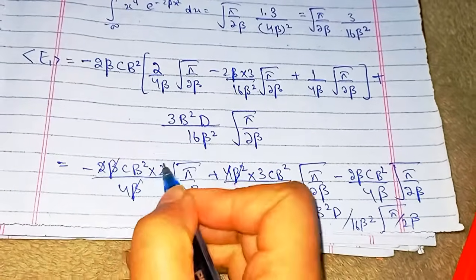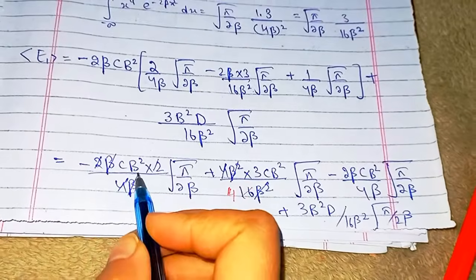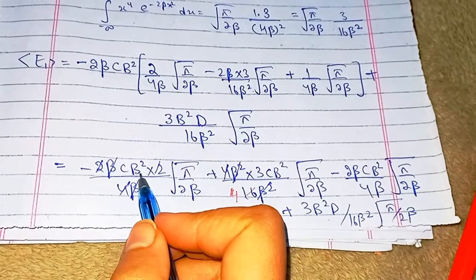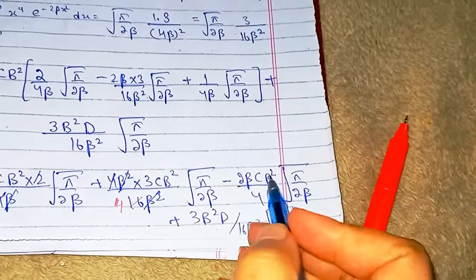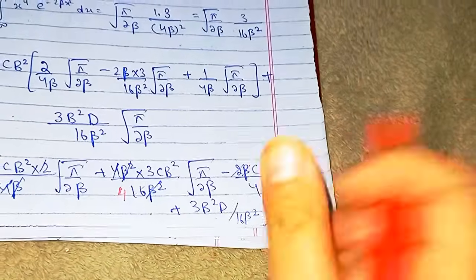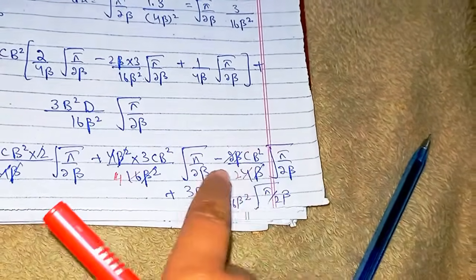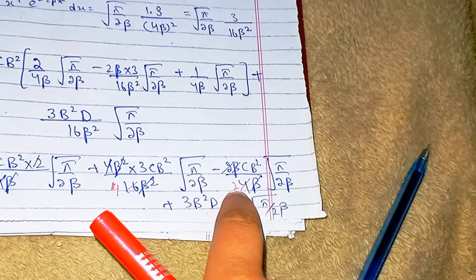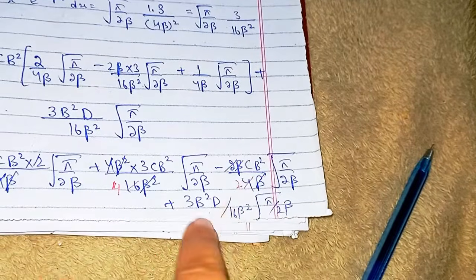2 2s are 4, 2 and 2, and this 4 cancels out, and it's cb squared that is left behind here. Here we can see that this beta and this beta cancel out, and 2 1s are 2 and 2 2s are 4, so it's 2 that is left behind, cb squared by 2 here.